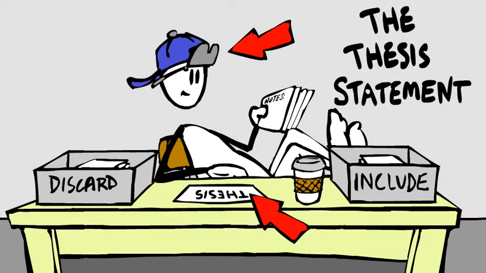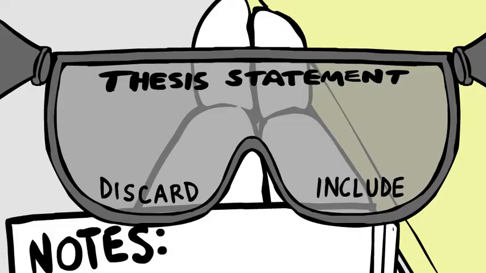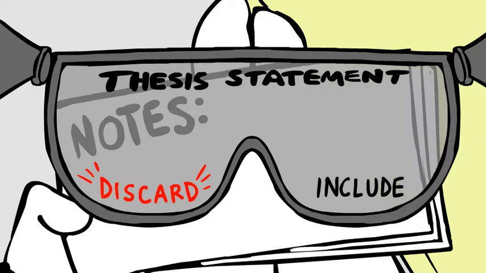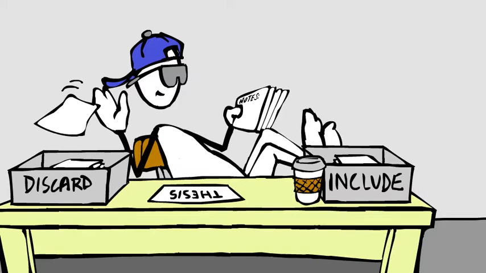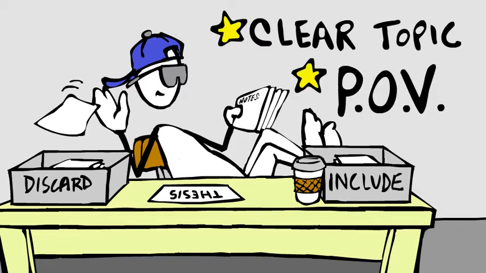The thesis statement is arguably the most important part of your paper. Like a gate, the thesis statement controls what information you include in your paper and what information is irrelevant and left out of your paper. The two elements of an effective thesis statement are a clear topic and a point of view. Let's look at an example of how to develop a strong thesis statement.